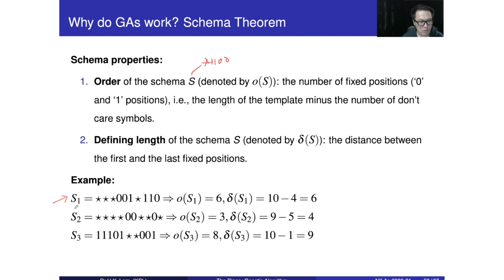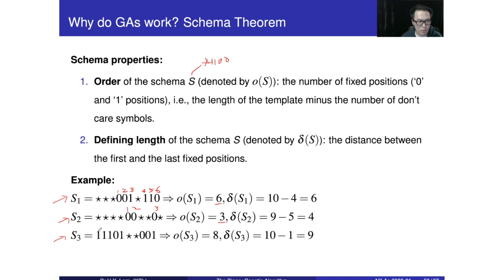When we talk about the schema 1, star star star 001 star 110, the order is 6, because the number of fixed positions is 1, 2, 3, 4, 5, 6. That means we count the number of 0s or 1s in this binary string. So in total 6. The second schema has 1, 2, 3 fixed positions, so its order is 3.